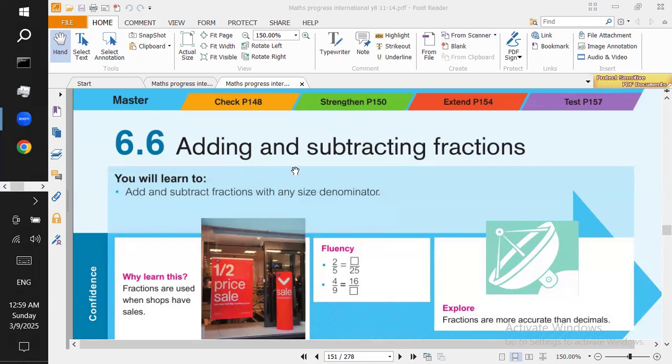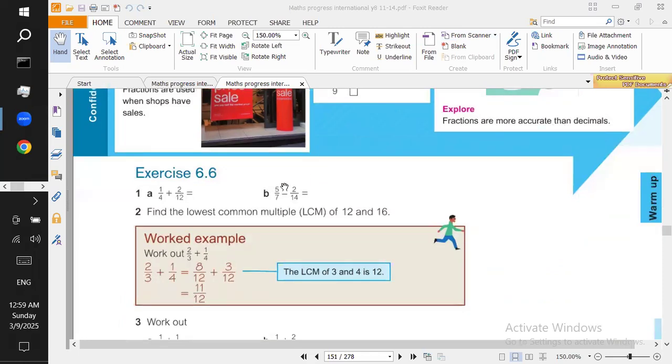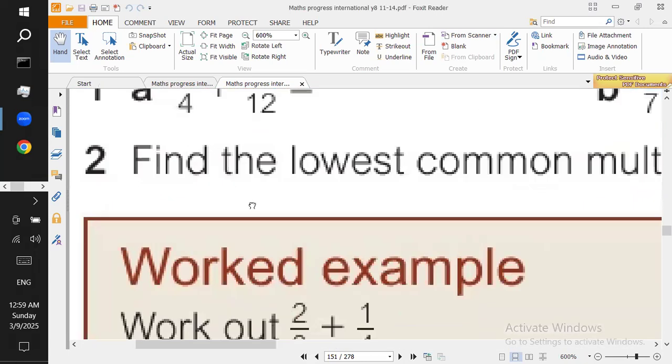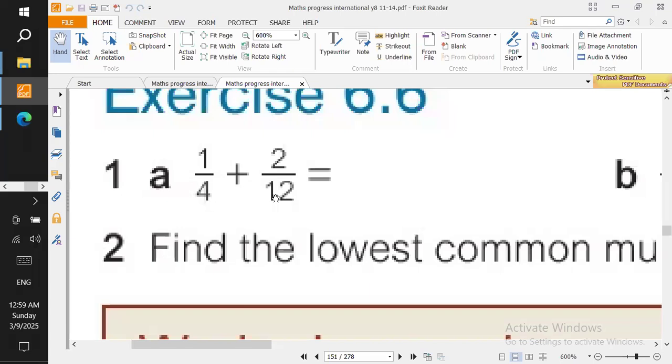Here we're going to talk about 6.6, adding and subtracting fractions. Addition and subtraction of fractions means you must have the same denominators. You must have the same denominators. For example, in this question we have 4 and 12 here. The first thing we have to do is make them have the same denominators.